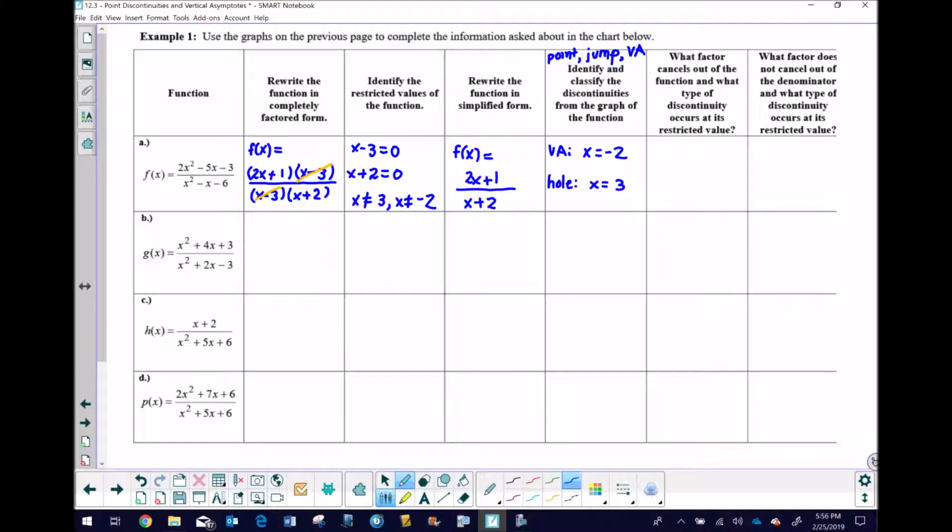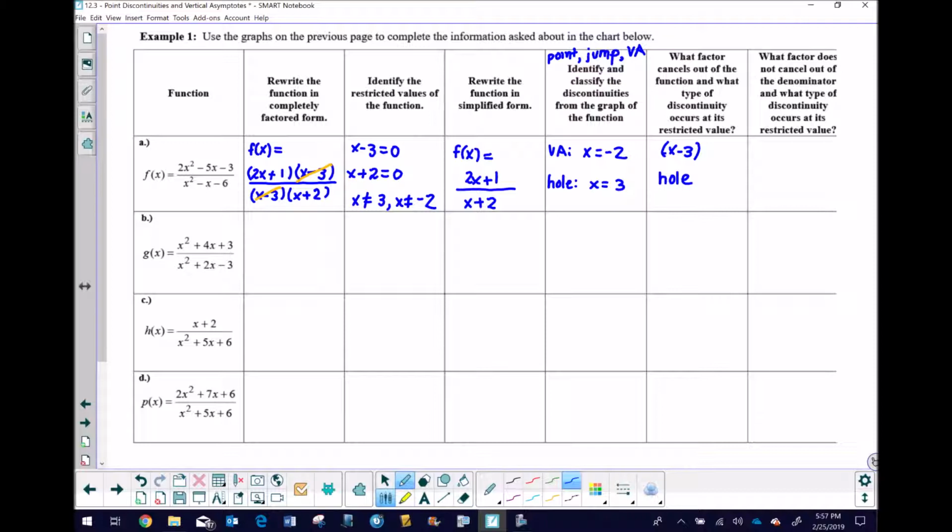Fourth column, or I'm sorry, the fifth column. What factor cancels out of the function and what type of discontinuity occurs at its restricted value? So if we go back to this first column and we see what factor did cancel, we find out that the answer was the x minus 3. What type of discontinuity occurs there? Well, that's synonymous with this x equal 3, and so that's going to produce our hole.